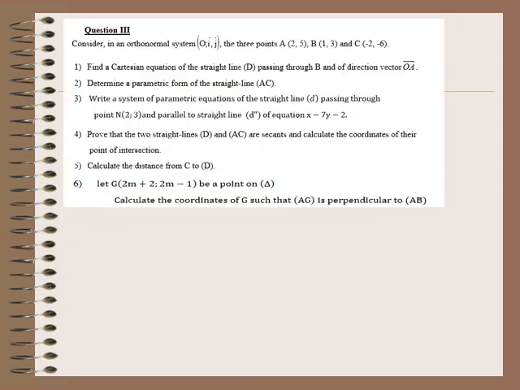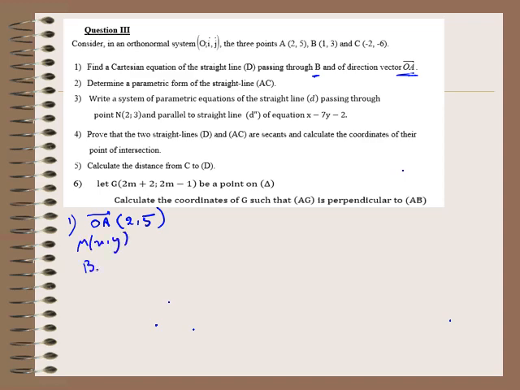Consider a non-orthogonal system and 3 points A, B, and C. Find the Cartesian equation of straight line D passing through B and having a directing vector OA. We need two vectors. First vector OA, coordinates 2 and 5. Second vector, passing through B, let M be (x, y).